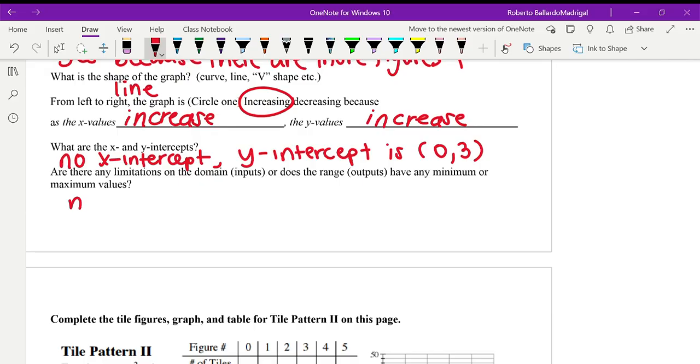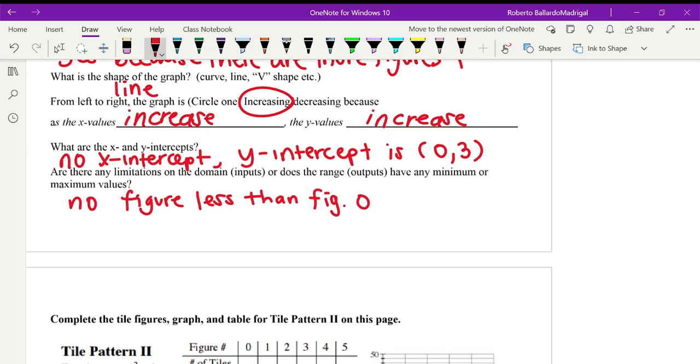So no figure less than figure 0. Can't have that. You can have as many figures as you want after figure 0, but not before figure 0. Okay? And then, is there a maximum number of blocks you can have? No, there's no maximum number of blocks. So really the only limitation is that you just can't have a figure less than figure 0.